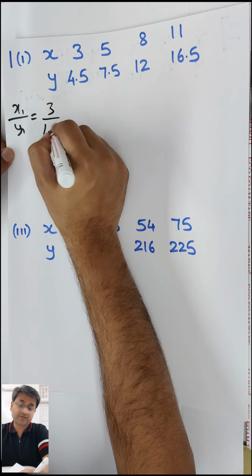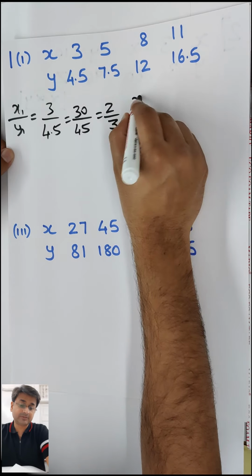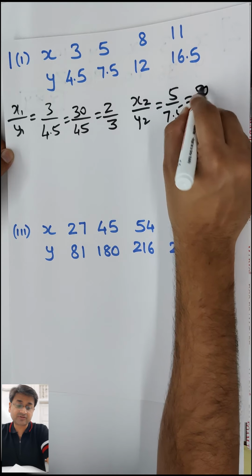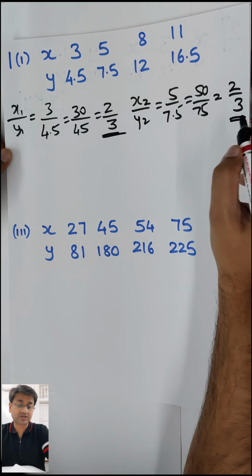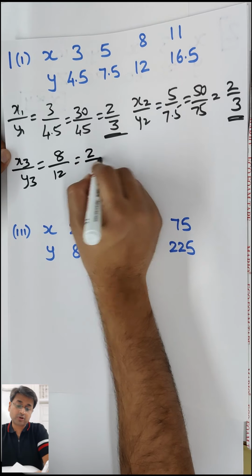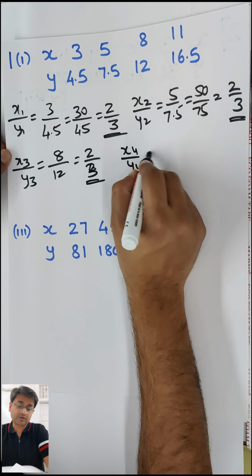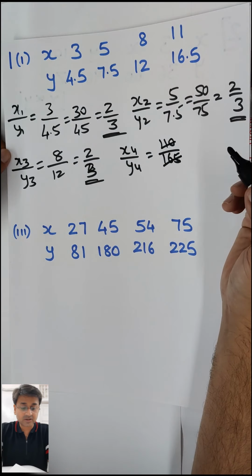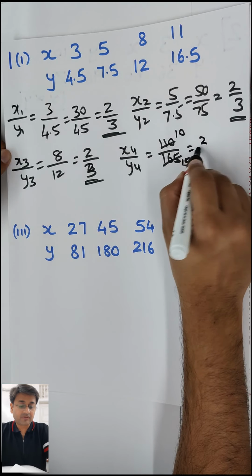So 3 divided by 4.5, that's 30 by 45, 15 2s are 30, 15 3s are 45, so 2 by 3. x2 by y2, again 5 by 7.5, so that's 50 by 75, 25 2s are 50 and 25 3s are 75, again 2 by 3. So we got these two the same. Let's look at the third one, x3 y3, 8 by 12, 4 2s are 8, 4 3s are 12, so again 2 by 3. And x4 y4, that's 11 by 16.5, let's take 110 by 165. So I guess this will go in the table of 11. 11 10s are 110 and 11 15s are 165, so again 2 by 3.